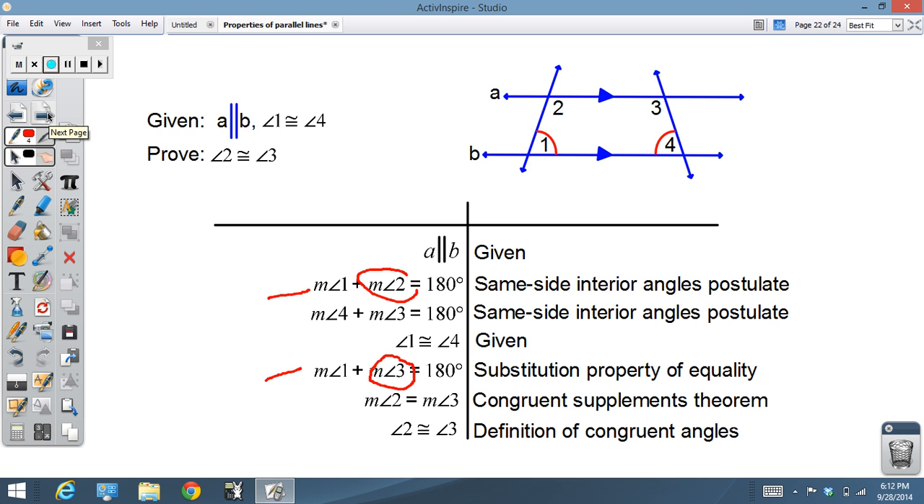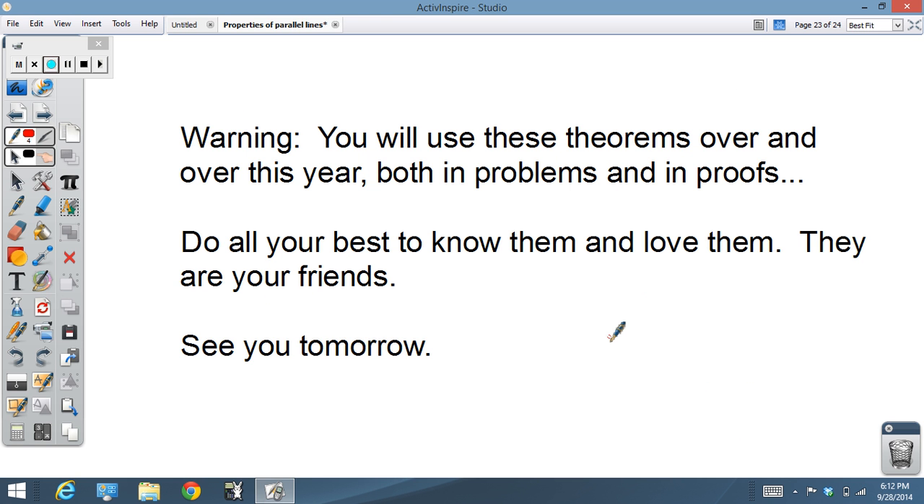All right, so get to know these, all right? They will be critically important. You're going to use them over and over again, both in problems and in proofs. Know them and love them.